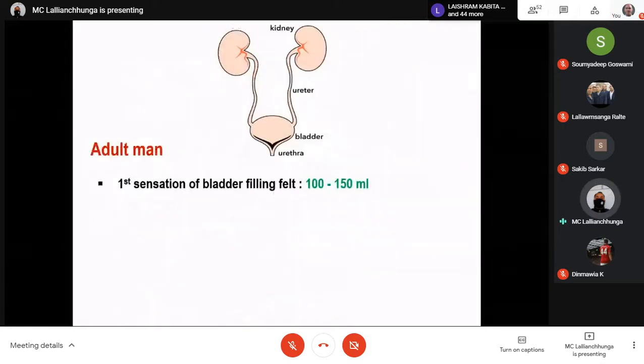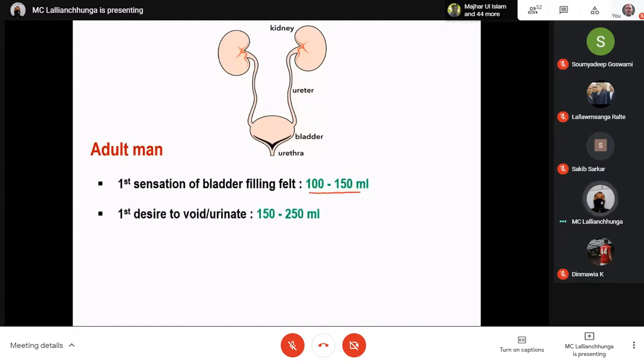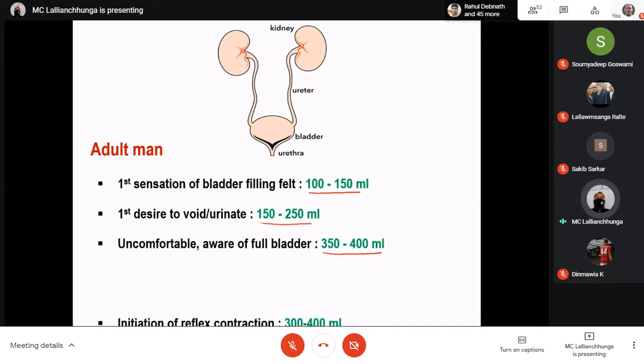So let's see, in adult men, the sensation of bladder filling. The first sensation of bladder filling will be felt when the bladder is filled with around 100 to 150 ml. The first desire to void or urinate will be around 150 to 250 ml of urine in the bladder. When you are feeling uncomfortable and aware that your bladder is full, the volume of urine is around 350 to 400 ml.